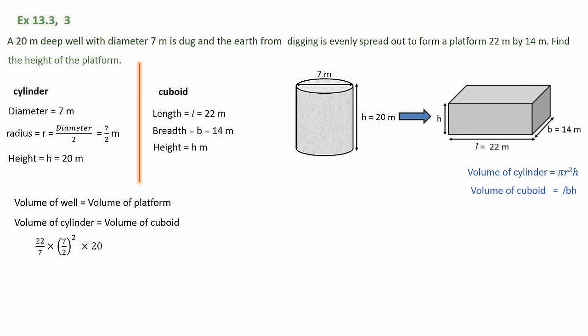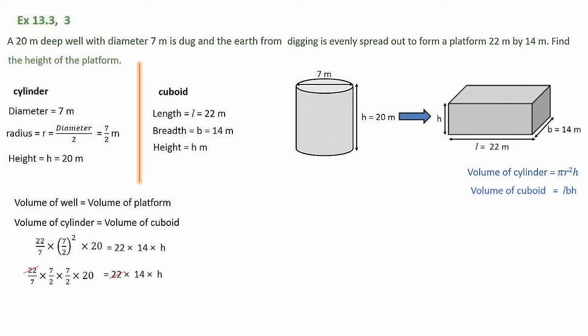Let's substitute it. Volume of cylinder is pi r square h. We have to substitute the value of pi because on the right side there is no pi, since it is L into B into H, so there is no way of cancelling pi. So 22 by 7 into radius 7 by 2 square into height 20 is equal to the volume of cuboid, L into B into H. L is 22, B is 14 and height is H. That is 22 by 7 into 7 by 2 into 7 by 2 into 20 is equal to 22 into 14 into H on the right side.